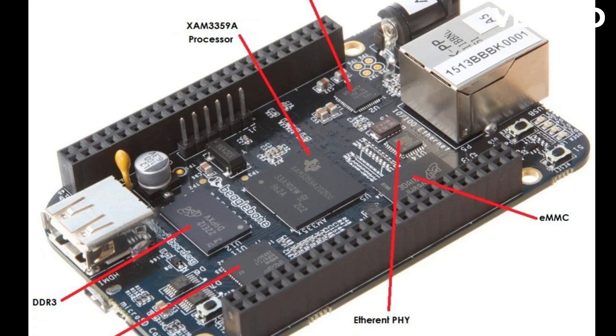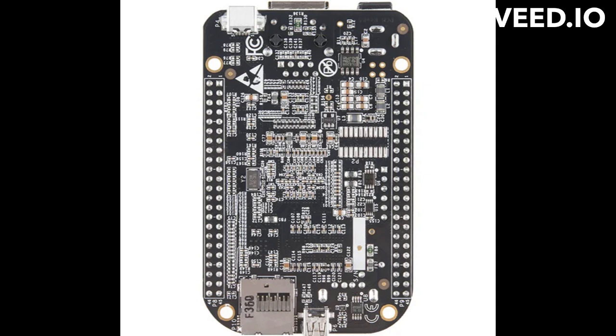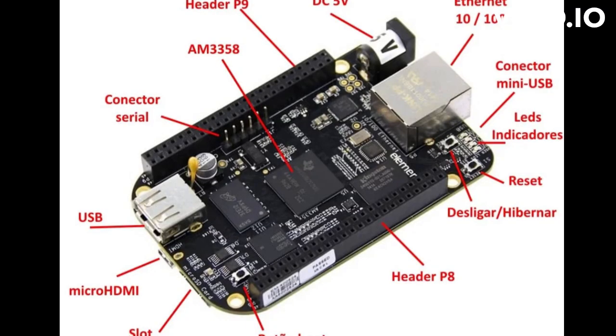To program BeagleBone, you can use a variety of integrated development environments, IDEs, or text editors on your computer. Here are some popular options for programming BeagleBone. 1. Cloud9 IDE. Cloud9 is a cloud-based IDE that is pre-installed on the BeagleBone board. It provides a full-featured development environment with a code editor, debugger, and terminal, all accessible through a web browser.